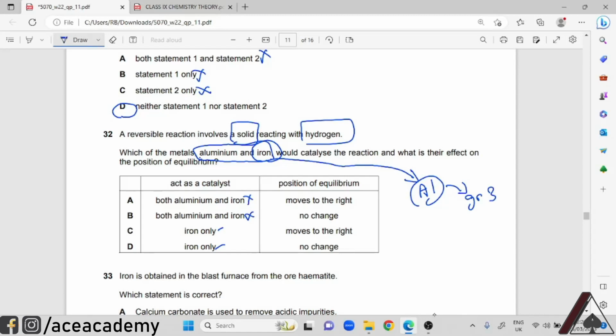Only options C and D are correct in terms of the catalyst part. And we know that a catalyst can never affect the position of the equilibrium. It will only help the equilibrium to be reached earlier, because it makes the rate of reaction faster, so the equilibrium position will be reached earlier, but the position of the equilibrium will not be changed. As a result, C is not the answer, D is the answer.